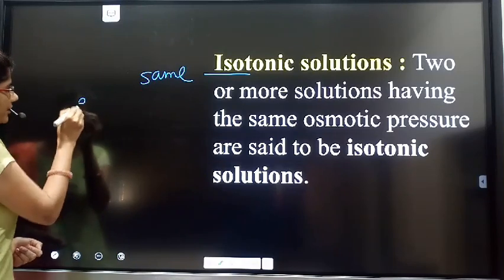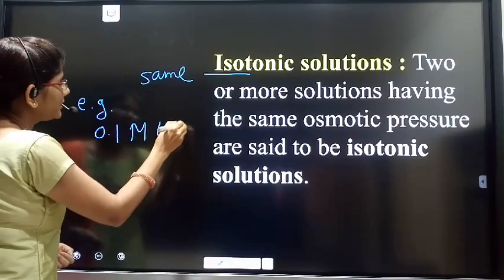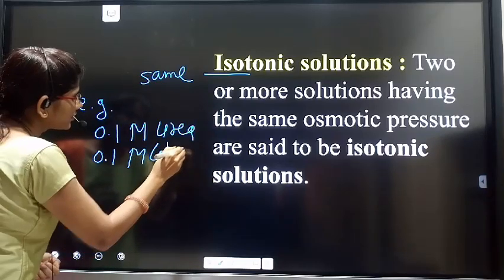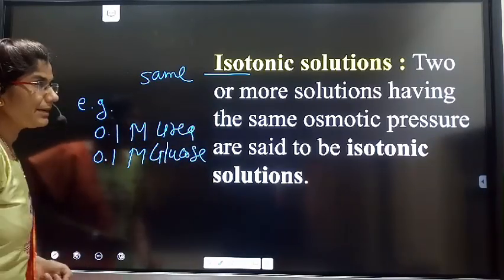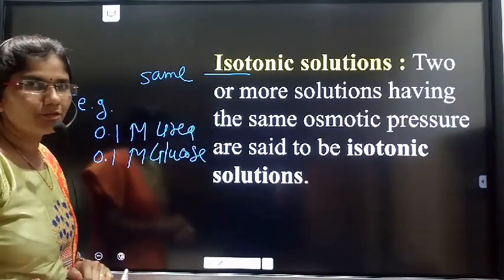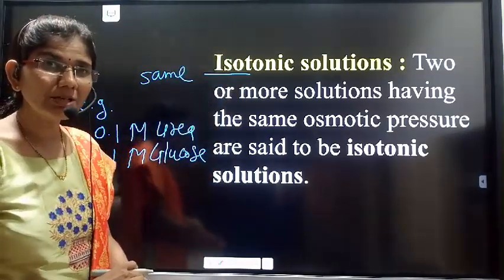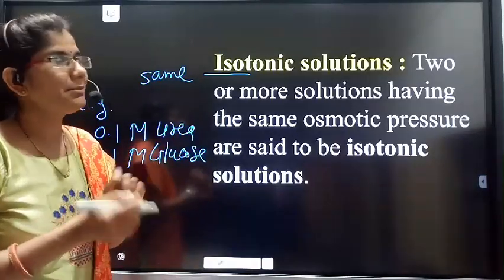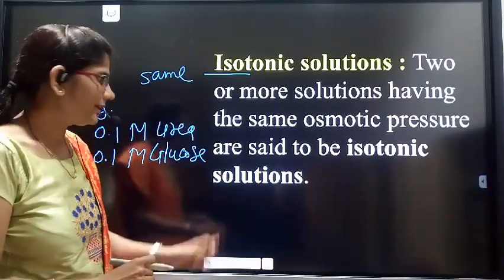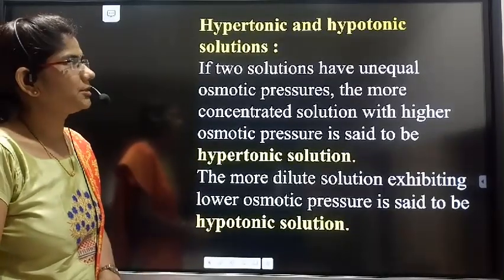For example, 0.1 molar urea and 0.1 molar glucose have the same osmotic pressure. That means they have the same molar concentration. Therefore, these two solutions are isotonic solutions. What is meant by isotonic solutions? Two solutions having the same osmotic pressure are called isotonic solutions.